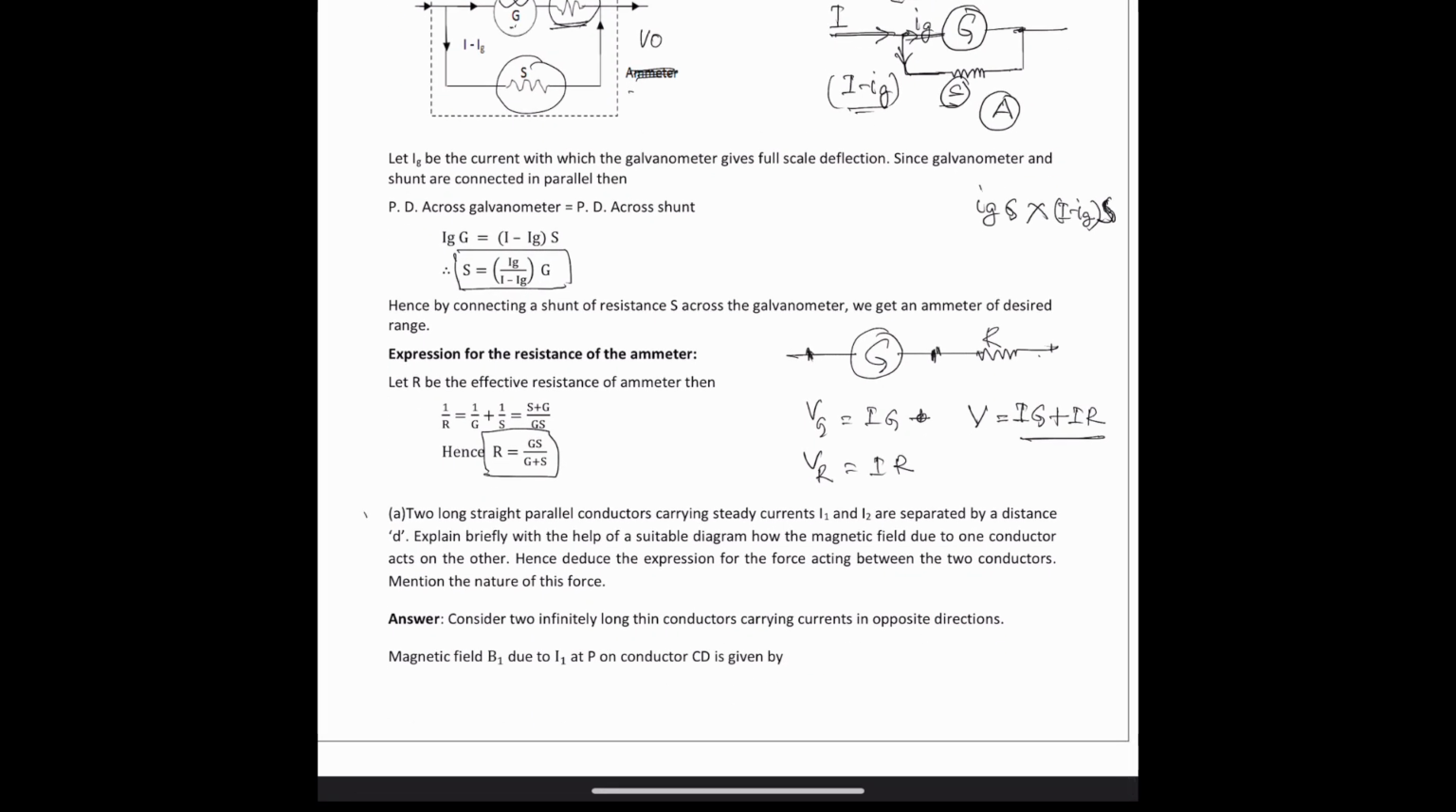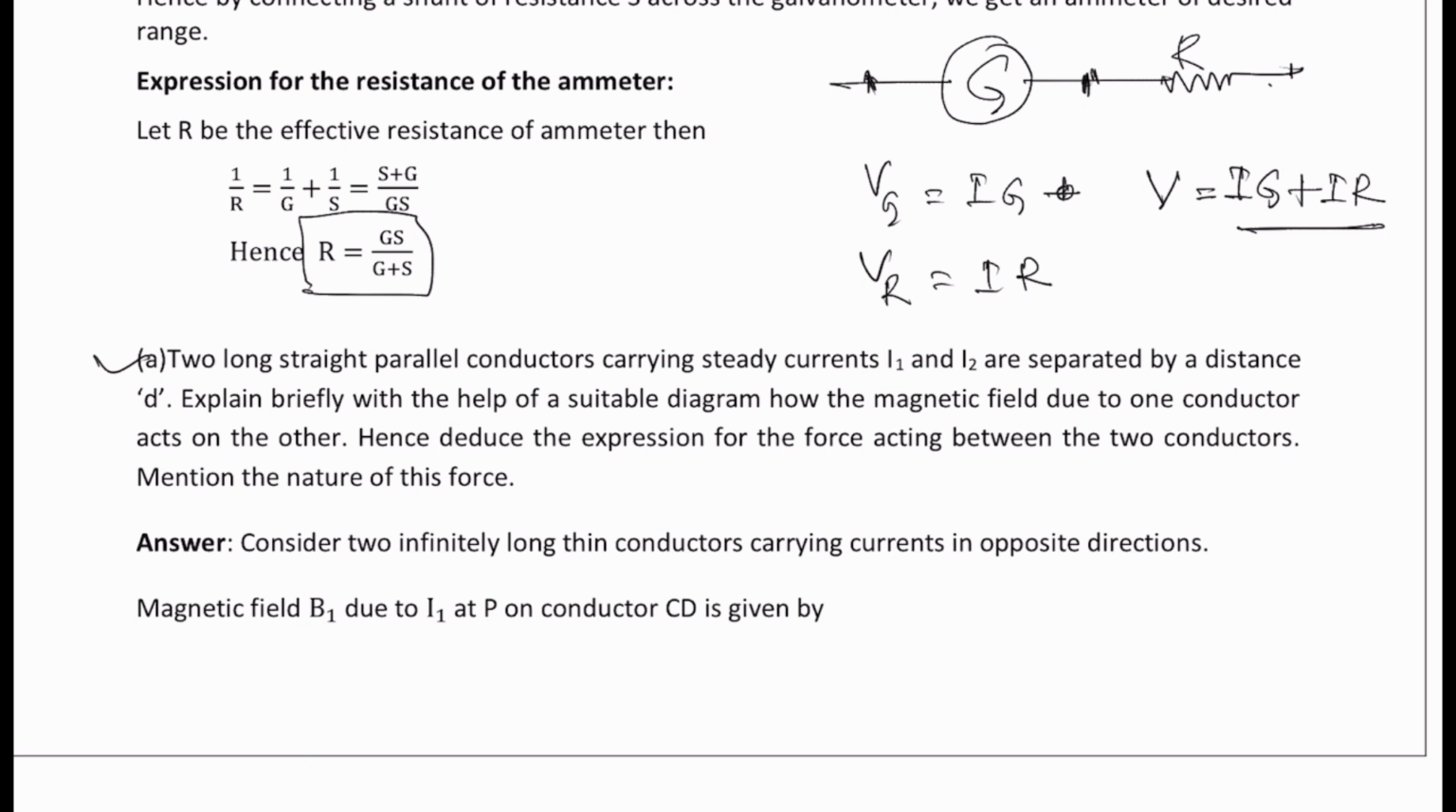Now, next question. Two long straight parallel conductors carrying steady current I1, I2 separated by a small distance. Briefly explain with the help of suitable diagram how the magnetic field due to one conductor acts on the other, hence deduce the expression for force between the two conductors. Okay, so we have already discussed.